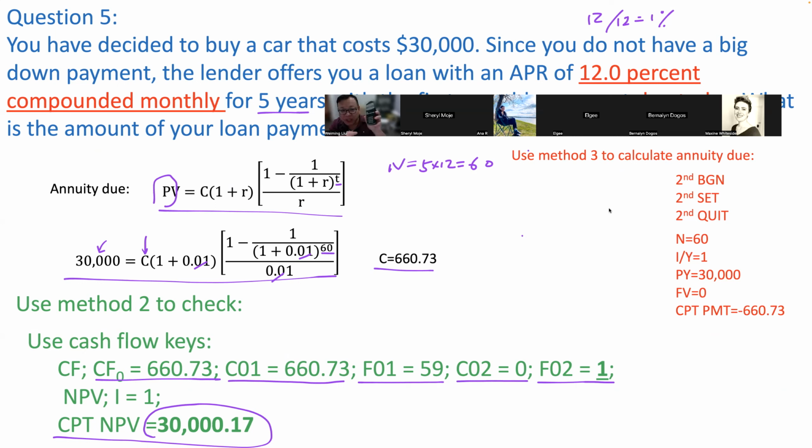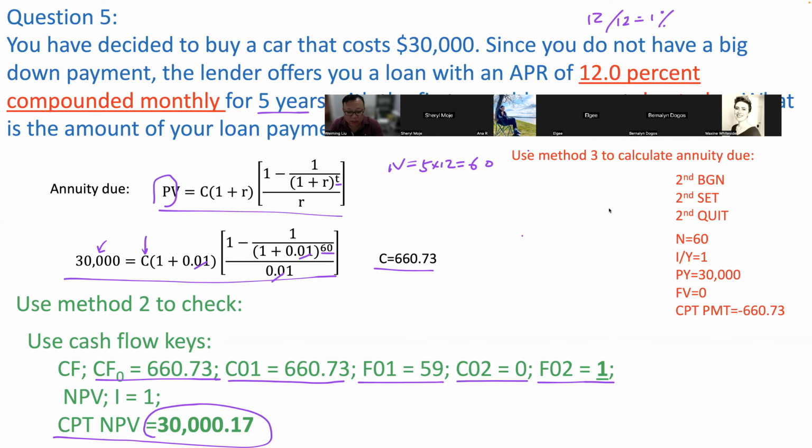So the way we do it is, please follow me, right? You first press the second button, the first button to the left on the second row. Then you press the payment button, the BGN.